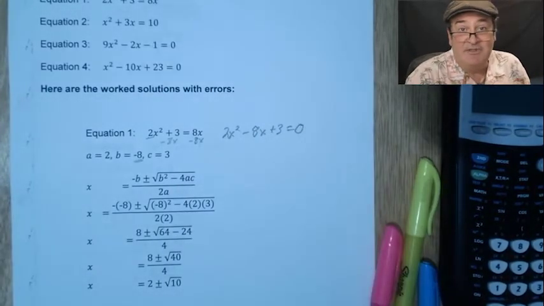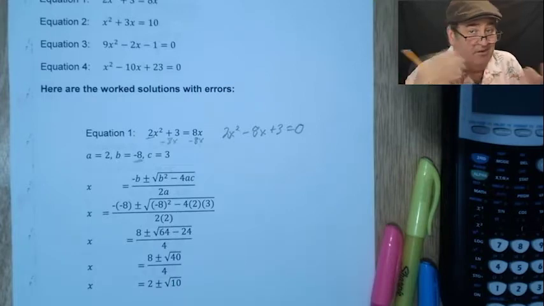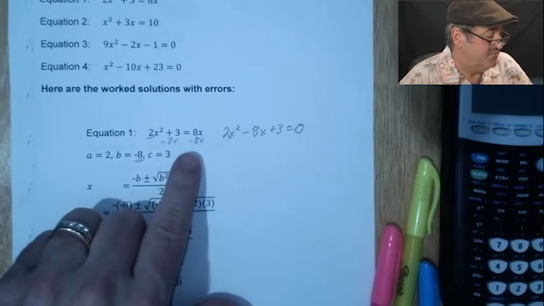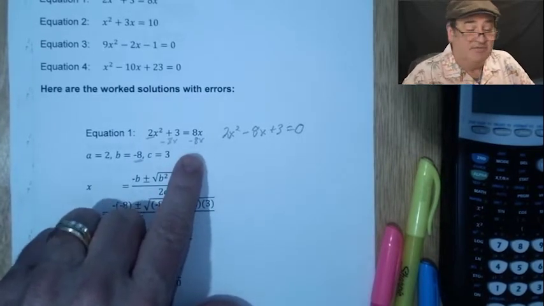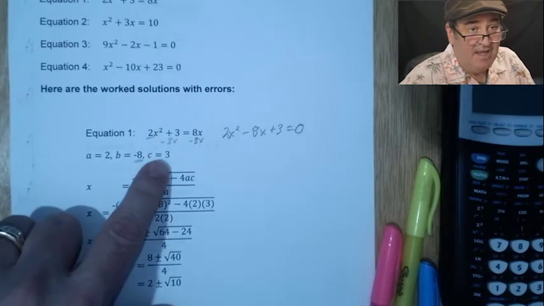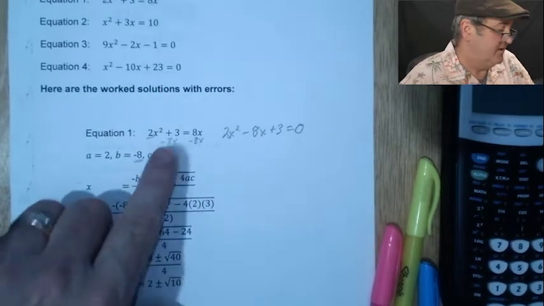If it's not equal to 0, you need to do that first, or you have the wrong sign on your A, B, or C, whichever one's on the other side. In this case, B was on the other side, so it becomes a negative. So it is -8, and C is 3. So we can see it, 3.